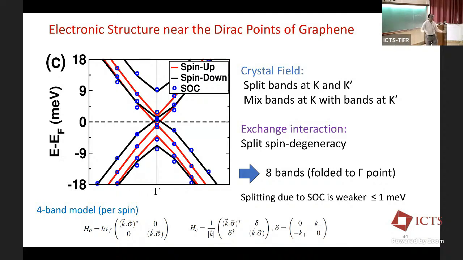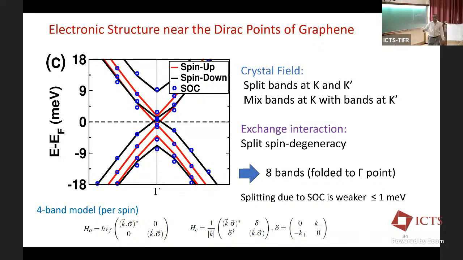There is a crystal field which comes from the substrate of chromium telluride, which splits bands at K and K prime each, and also mixes bands at K and K prime. So you have a mixed sort of valley states which fold down to the gamma point. And exchange interaction gives rise to splitting of spin degeneracy. So you have 8 bands at the gamma point, and the splitting due to SOC is much weaker for these bands. For chromium telluride it's significant, but for these it's very weak, less than a meV.